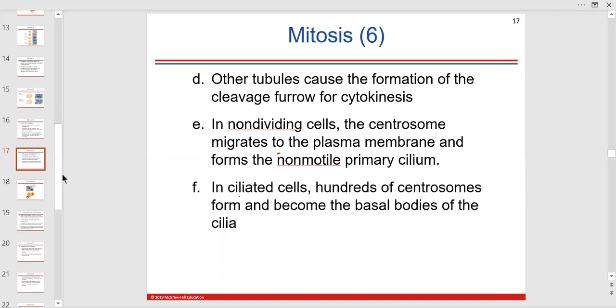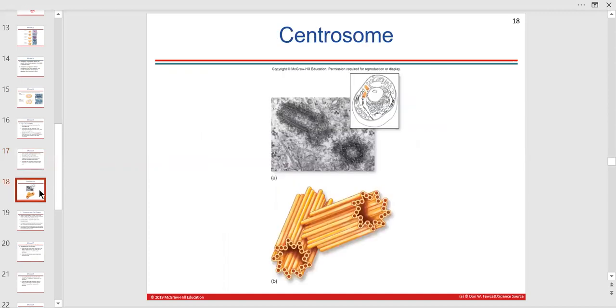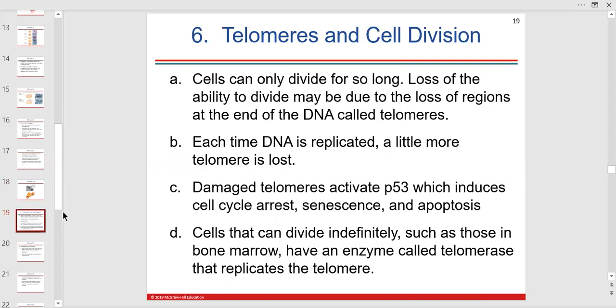Now, remember I said cilia are made of proteins, the microtubules, and hundreds of centrosomes form to become cilia. Really, it's the same proteins. That's a pretty good example right there. What could happen? Looks like cinnamon sticks, doesn't it? The centrosome in the cell, the city of the cell.